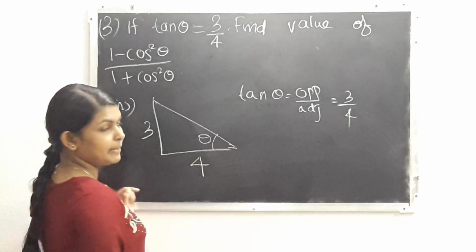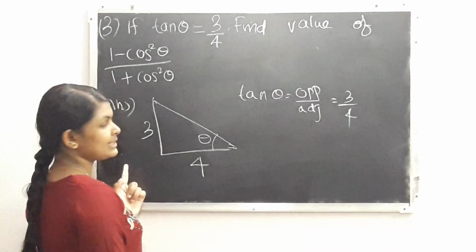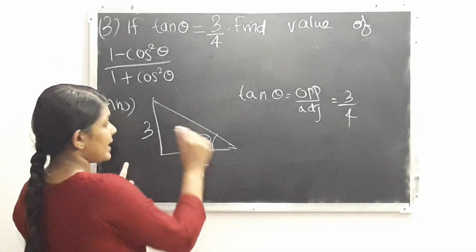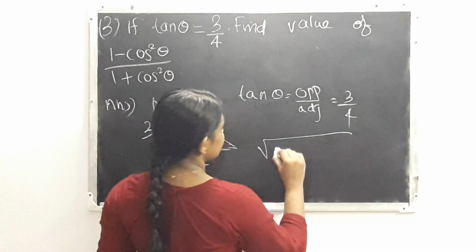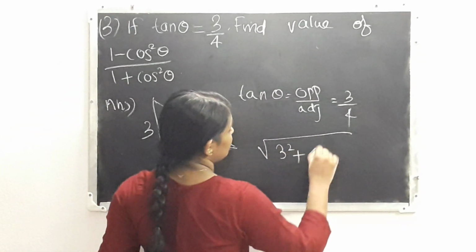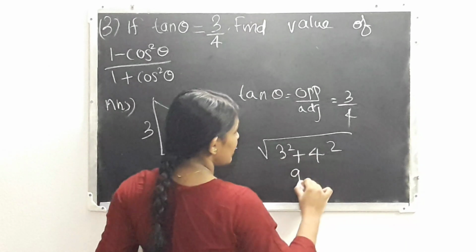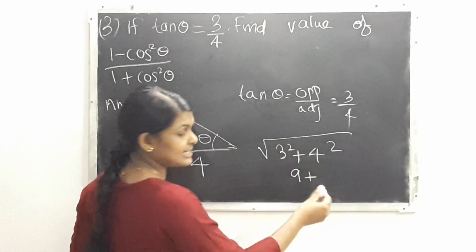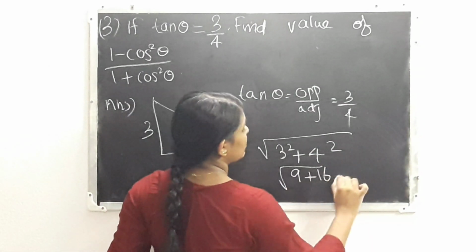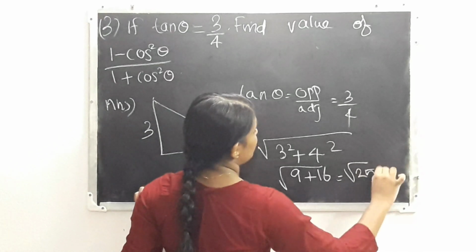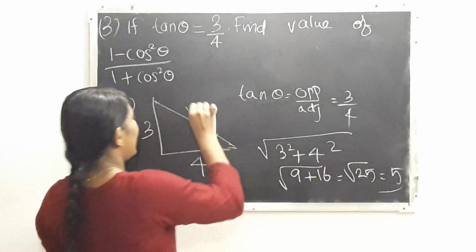Now this hypotenuse will be equal to what? By using the Pythagoras theorem, we can write this hypotenuse as root of 3 square plus 4 square. What is 3 square? It is 9. Plus 4 square is equal to 16. So it will be equal to root of 25, which is equal to 5. So 5 will be the hypotenuse.